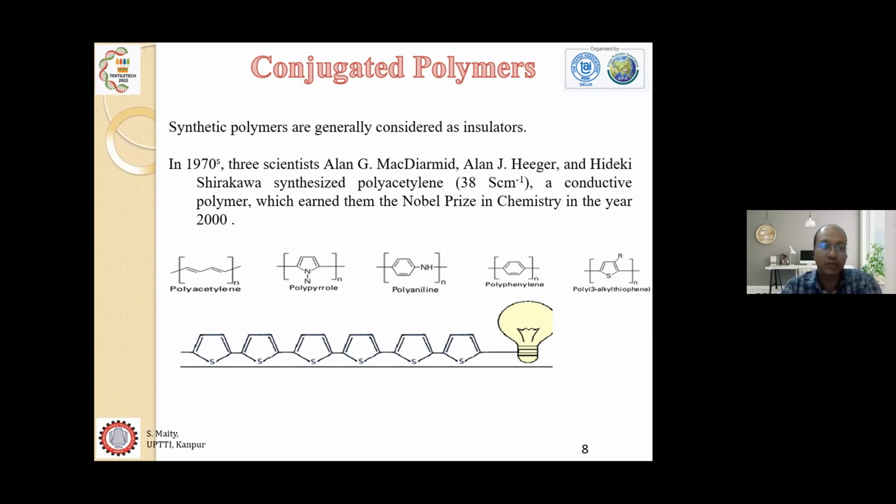The conjugated polymers, popularized as conductive polymers, were invented in 1970 by three scientists, and based on that invention, in the year 2000 those scientists were awarded the Nobel Prize in Chemistry. Polyacetylene was the first conducting polymer. After that, polypyrrole, polyaniline, polyphenylene, polyethylene thiophene, these various conjugated polymers have been invented to date.